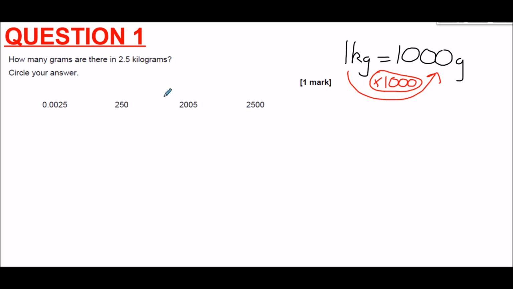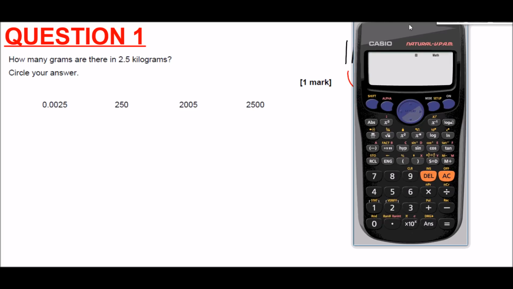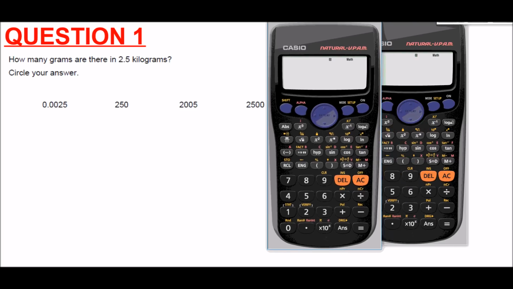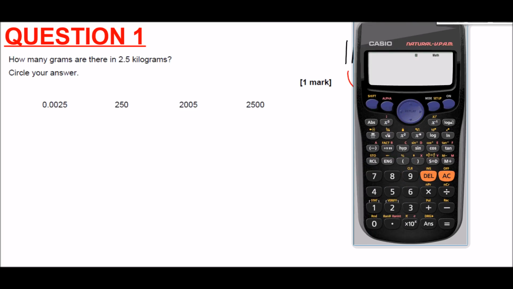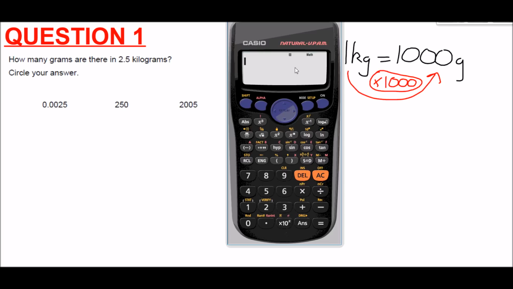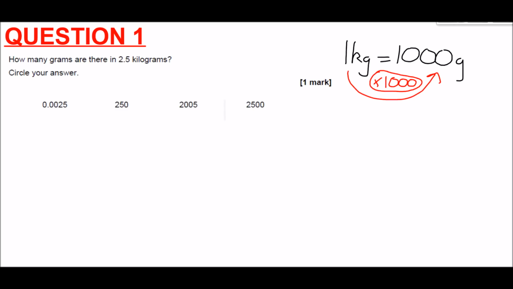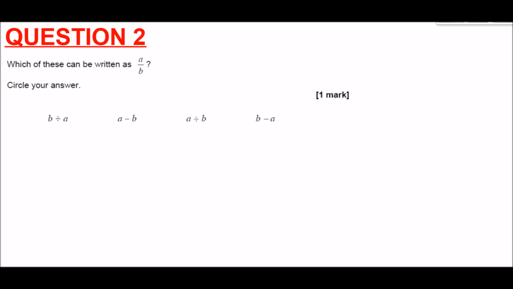How many kilograms do we have? It's 2.5. So all we need to do is just to type this value into our calculator. So 2.5 multiplied by 1,000 gives us 2,500. And so our first answer is to circle 2,500, and we're ready to go forward. Question 2.